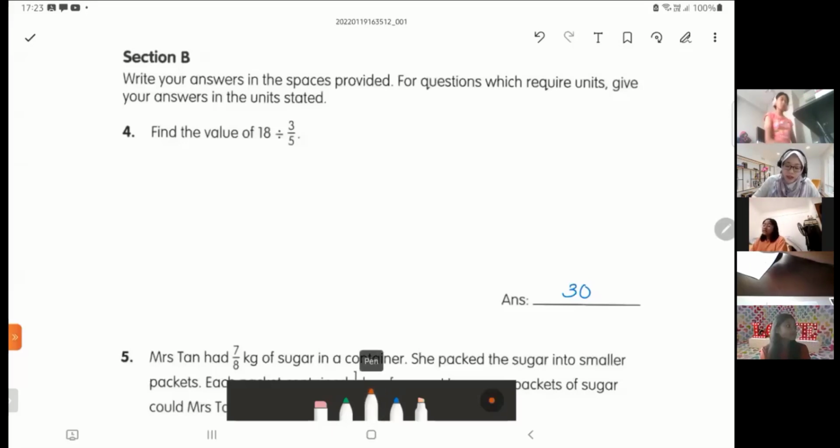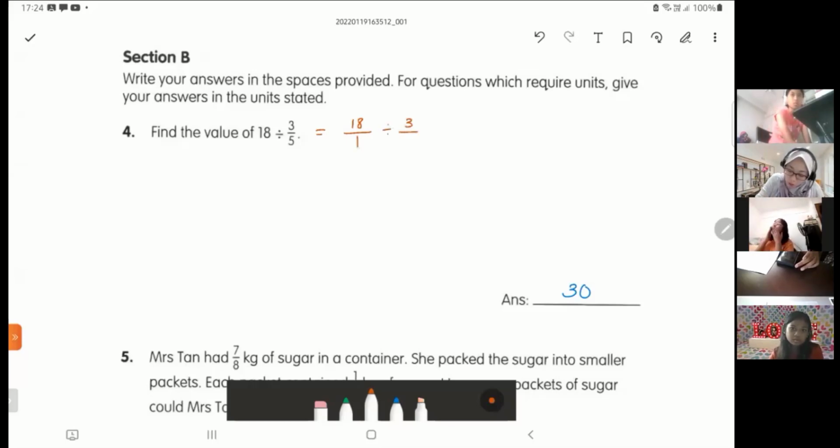Find the value of 18 divided by 3 over 5. Okay, you know that 18 is a whole number. So before I proceed to do this question, make sure both of them are the same kind of fraction. 18 is a whole number. We make it into a fraction. So 18 over 1. 18 is equal to 18 out of 1 divided by 3 over 5.